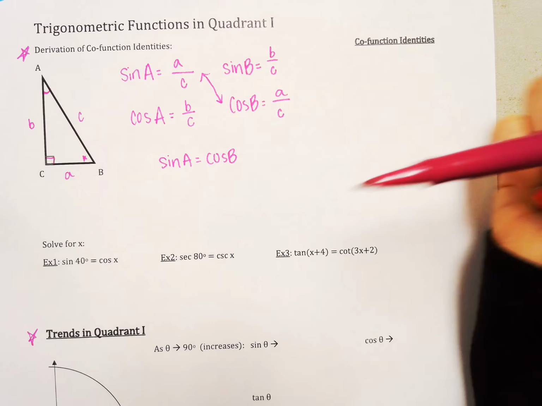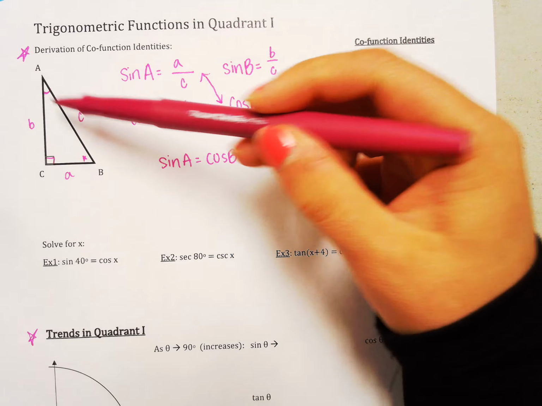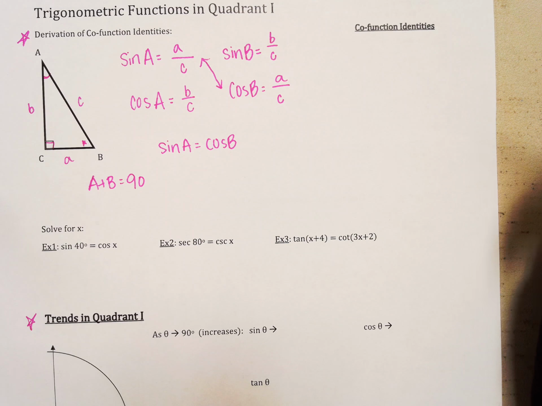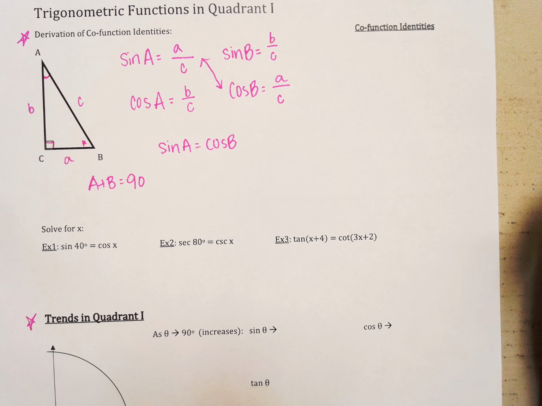I already know that this angle here is 90 degrees, so these two angles that I have must also add up to 90. These two angles must be complementary. So that's another thing that we know, that A plus B equals 90. And that will give us a relationship which will actually derive our cofunction identities.